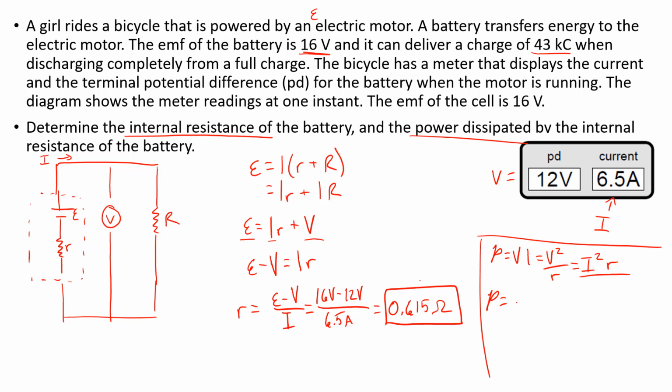Power is equal to I, which is 6.5 amps squared, times little r, 0.615 ohms. That gives us our power. Plug it into a calculator, we get 26 watts. So power is 26 watts. Okay, that's problem 1.